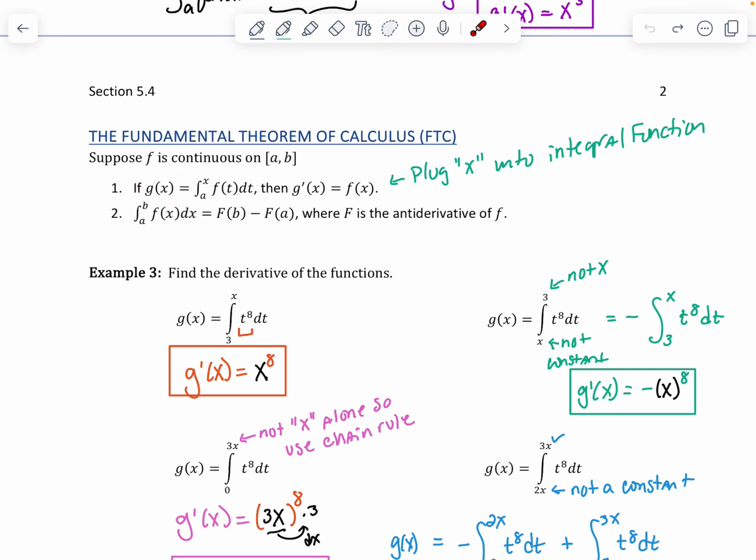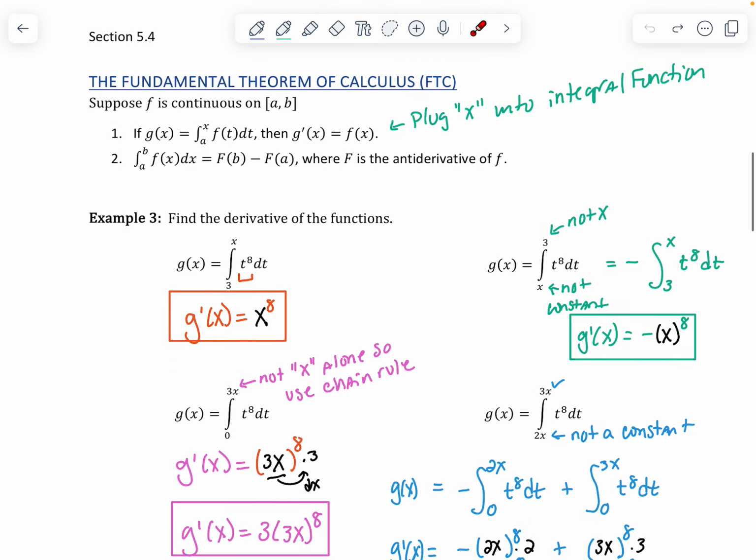If there is a function g of x that is equal to another function f of t being integrated over the variable t from a, a constant, to some point along the interval from a to b but not all the way across, then the derivative of that function is essentially equal to the function being integrated, evaluated at x. A very simplistic way of thinking about it is you're plugging x into the integral function, although we'll see it's a lot more advanced than that.